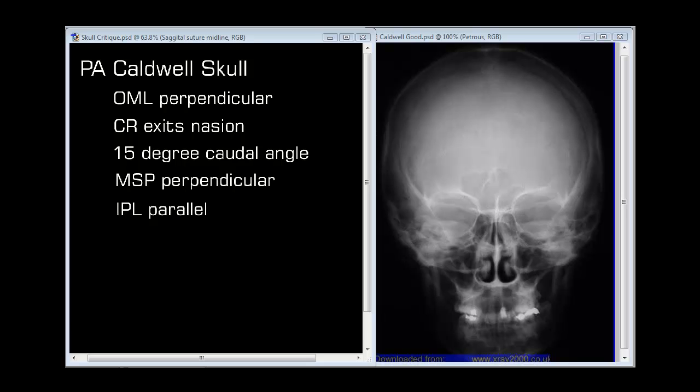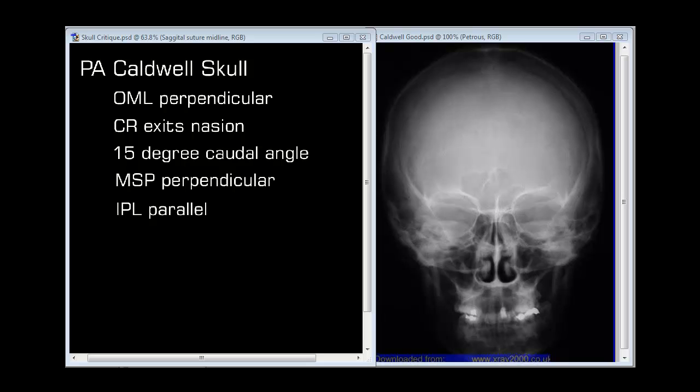Alright, let's go ahead and look at the PA Caldwell skull. I'm going to be talking about a few things today concerning this view, but keep in mind that anything we talk about today could relate to either the skull, or sinuses, or facial bones, whichever piece of anatomy you're looking at that requires this particular positioning criteria.